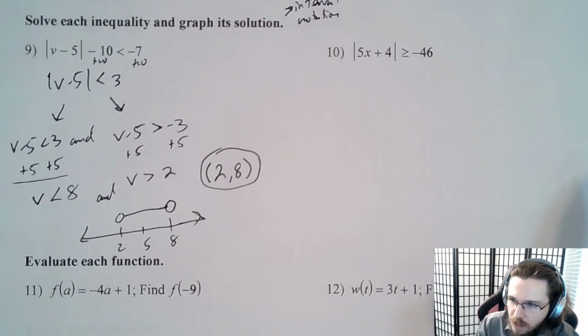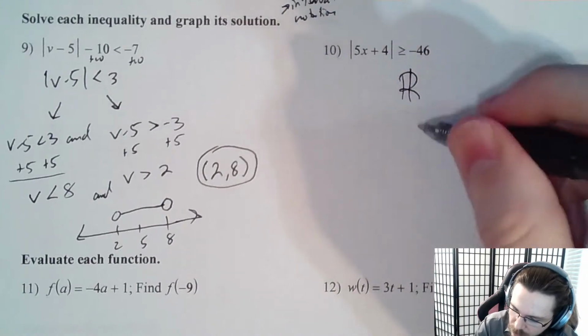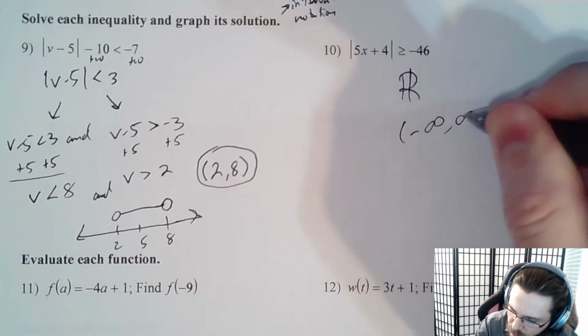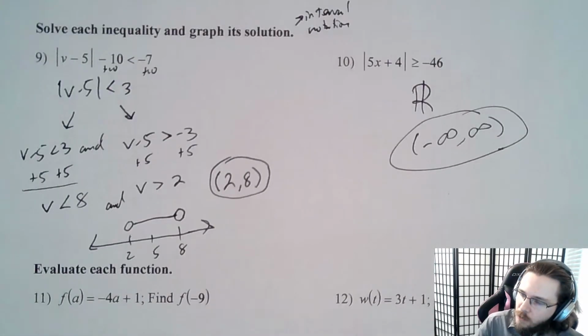Number 10, it could be a long problem if you don't notice, but right away the answer is actually all real numbers. To write that in interval notation, it's negative infinity comma infinity. So this time with interval notation, you do have to write it that way. Why is it all real numbers?